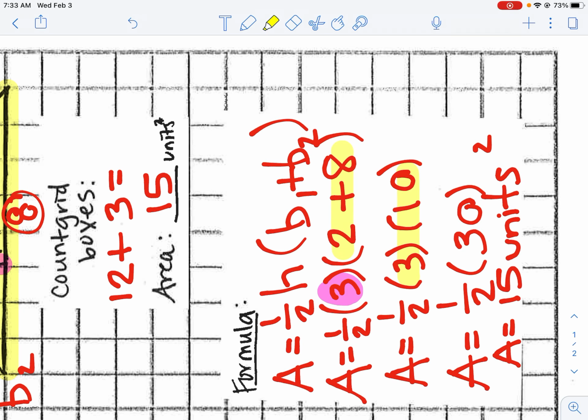So notice on the top, when we measured, we got 15 units squared. And when we used our formula, we also got 15 units squared.